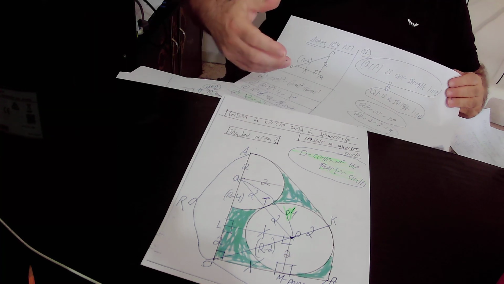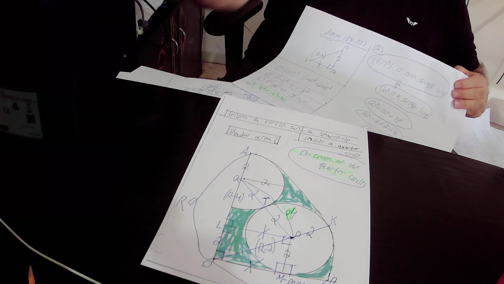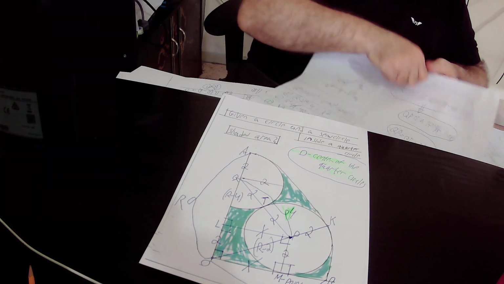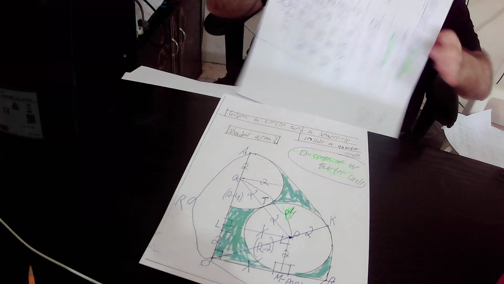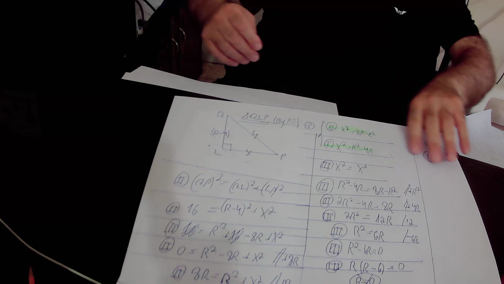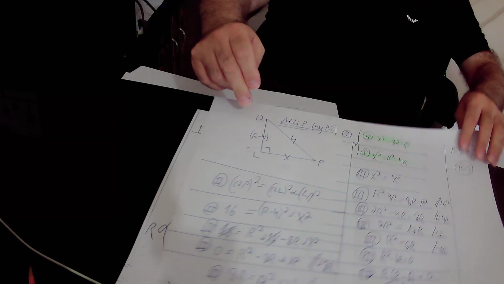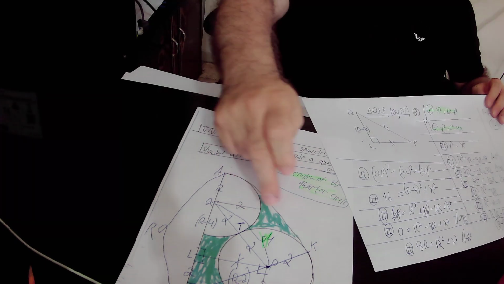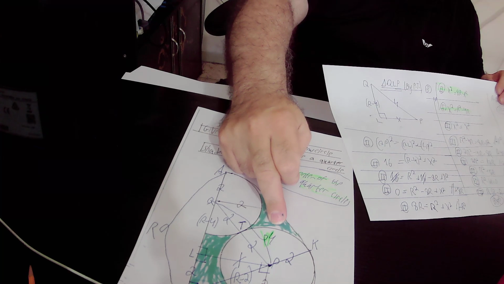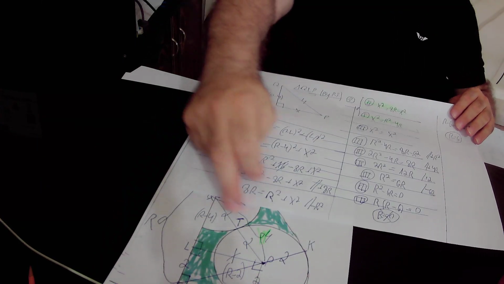In the next step, I copied the right triangle QLP onto a new page and applied the Pythagoras theorem to it. This is the right triangle QLP that I copied from the original drawing. We just found out that QL equals capital R minus 4. The hypotenuse QP equals 4 units, and LP equals X.